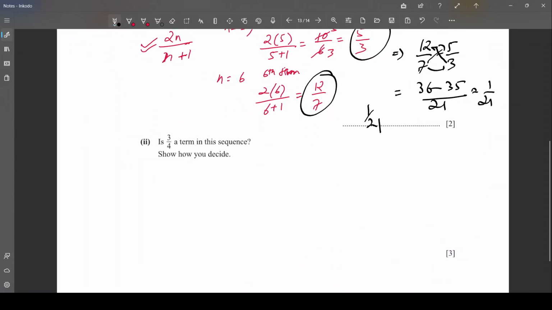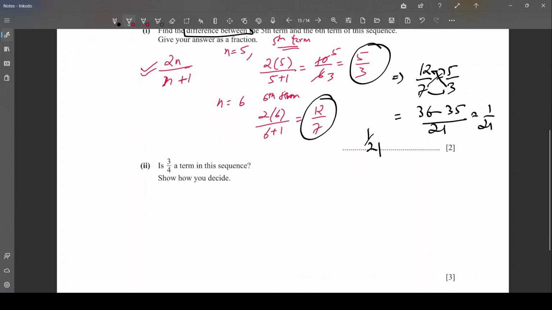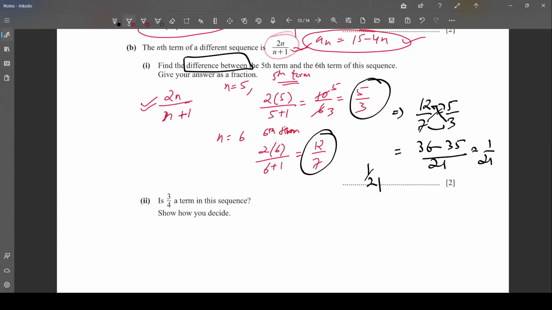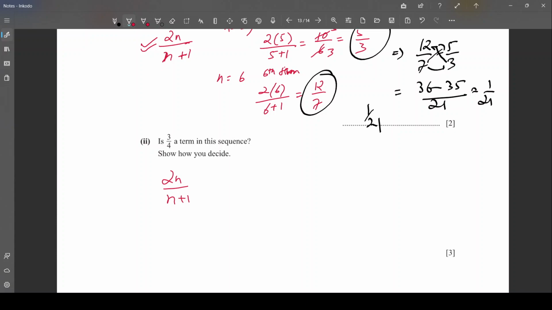This question is really interesting; you should understand this. Is 3 by 4 a term in this sequence? Which sequence are they asking about? This is the sequence, the nth term 2n divided by n plus 1. They are asking whether 3 by 4 is a term in this sequence or not. So let us say this is a term. If it is a term, we can equate it to 3 by 4.